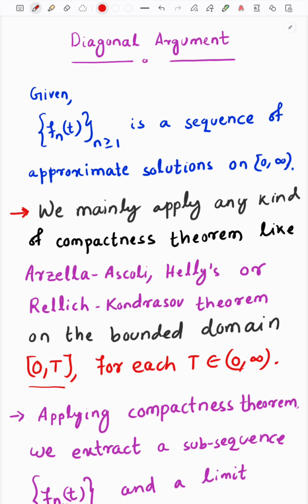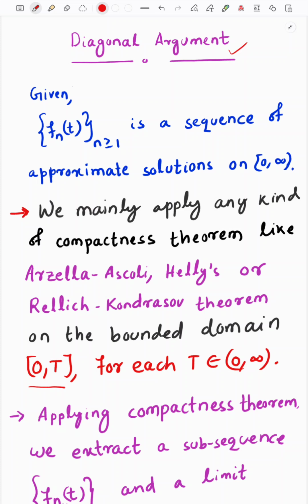Today we discuss a very interesting concept which is known as the diagonal argument or the diagonal process. This argument is mainly used in the analysis of PDE. In the analysis of PDE, we mainly create a sequence of solutions and show that this sequence has a subsequence, and the limit function of that subsequence is our required solution.